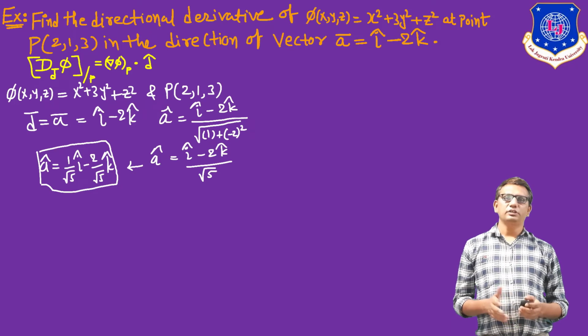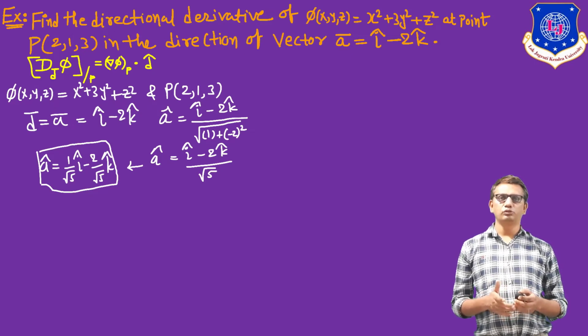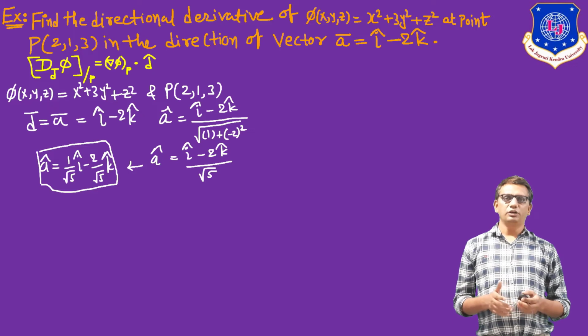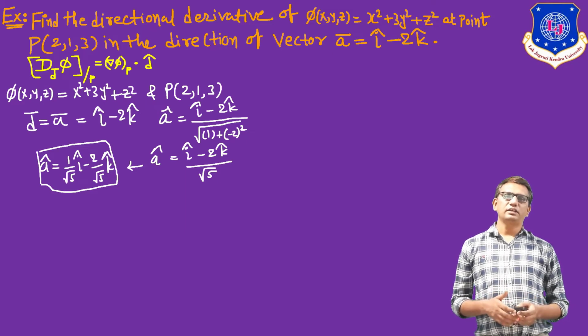Here our function is x squared plus 3y squared plus z squared, and the point is (2, 1, 3). The direction is a bar, which is i minus 2k. So a caret, we can find the length of that vector, which is root 5. So a caret will be 1 upon root 5 i caret minus 2 upon root 5 k caret. Here we will find the directional derivative. So first of all, we will find the gradient of phi.